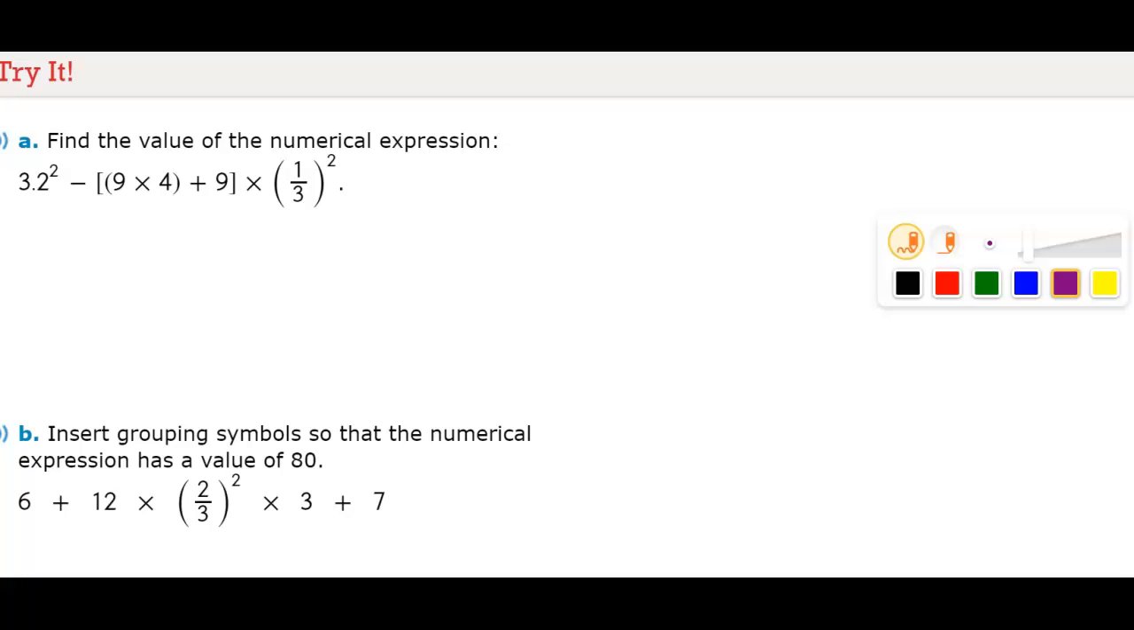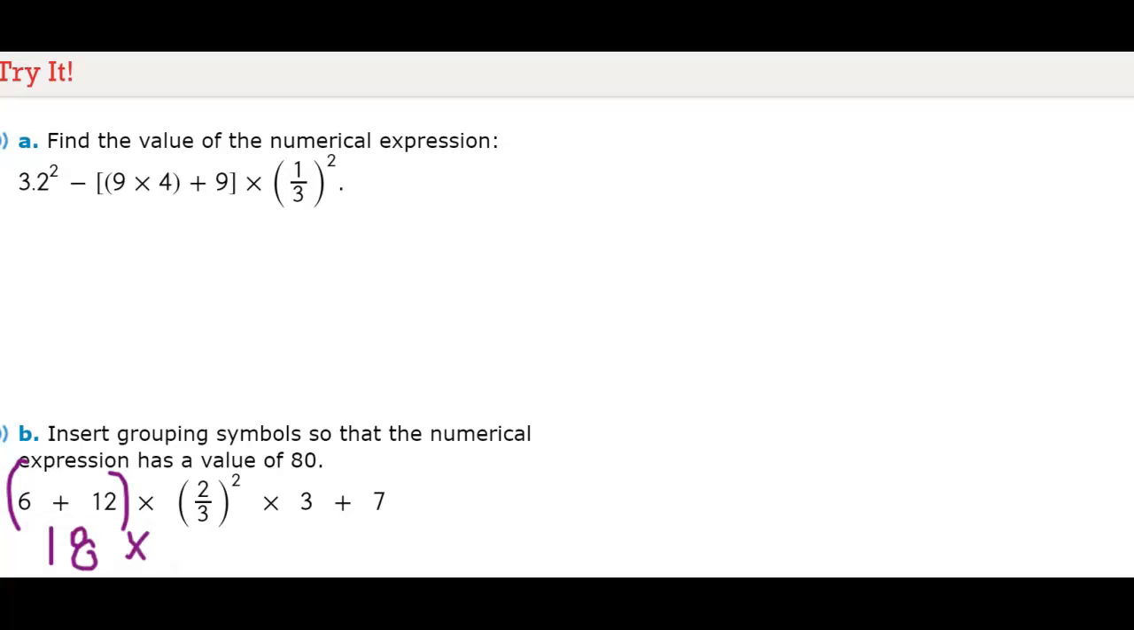Let's see. Let's try grouping 6 and 12. Okay, so if we do 6 and 12, we would have to do 6 plus 12 first, and that is equal to 18. So we have 18 times 2/3 to the second power times 3 plus 7.